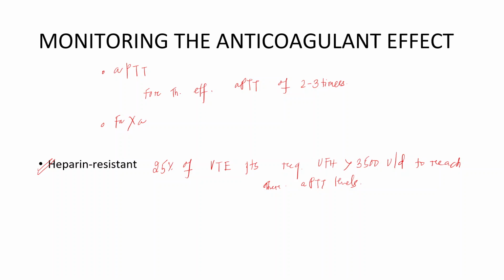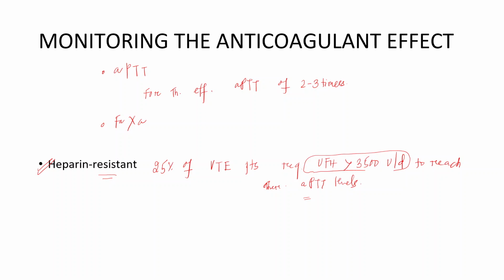Okay, so this is known as heparin resistant. In any case of venous thromboembolism, if you are using more than 3,500 units per day of heparin to achieve the therapeutic level of APTT, that is 2 to 3 times of normal, that is known as heparin resistant.